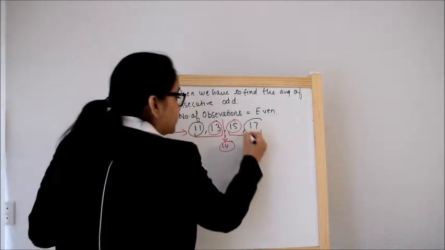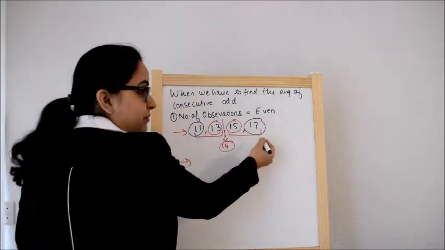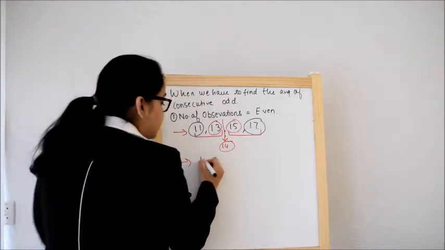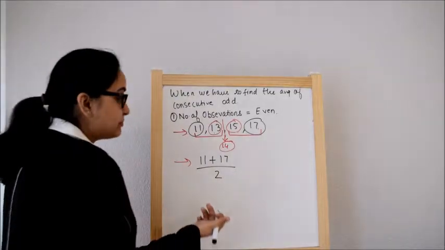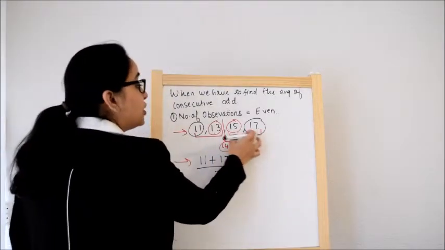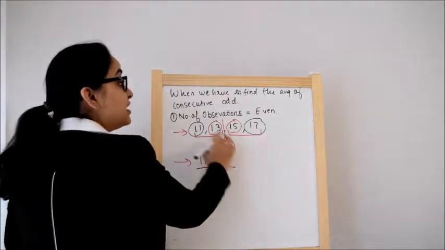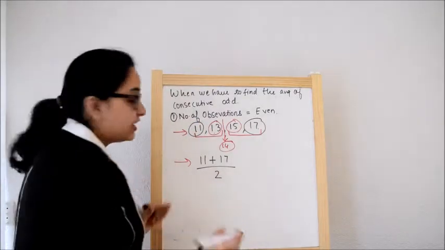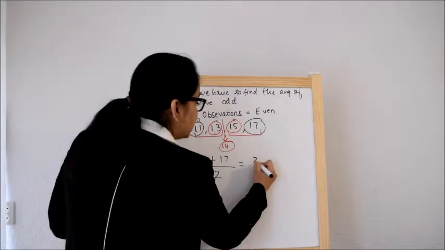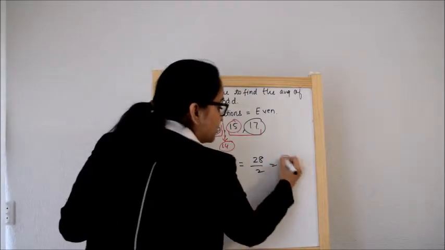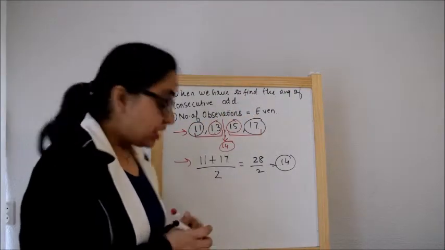the extreme numbers, that is the first and the last, or the second from first and second from last, that is 13 and 15. Okay, that is 11 plus 17, the extreme numbers, upon 2, any extreme numbers. Okay, it could be the extreme numbers or second from the last and second from starting, third from last, third from starting, it could be any extreme. Okay, so this plus this upon 2, so it will be 28 upon 2 is 14. Okay, so these are the two methods of solving when the number of observations are even.